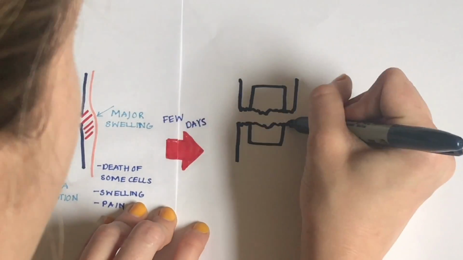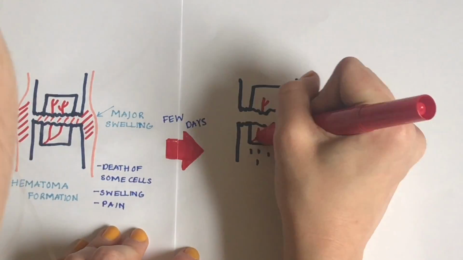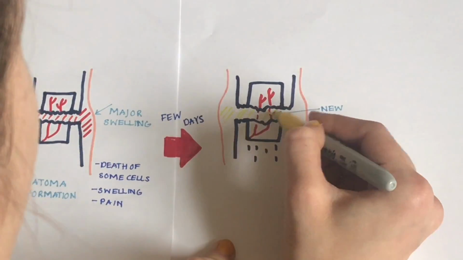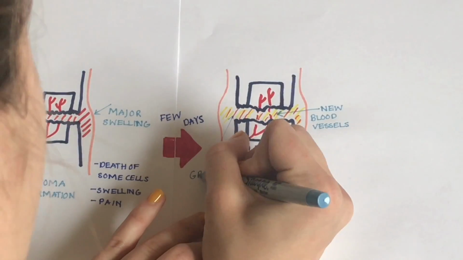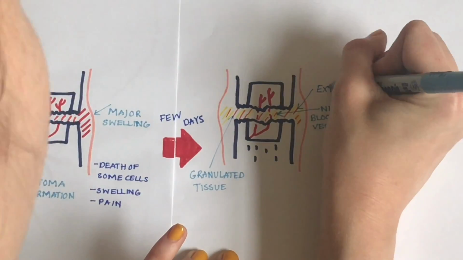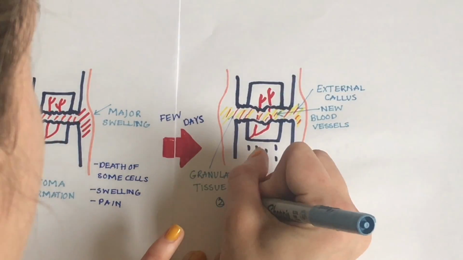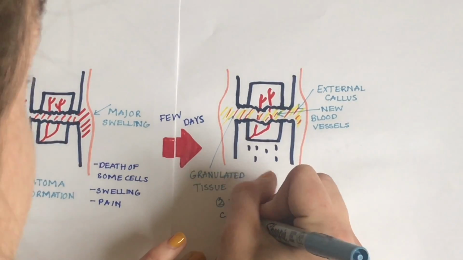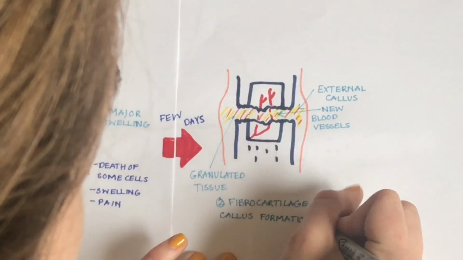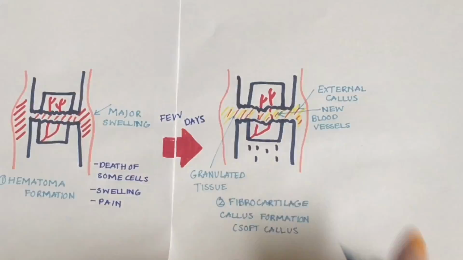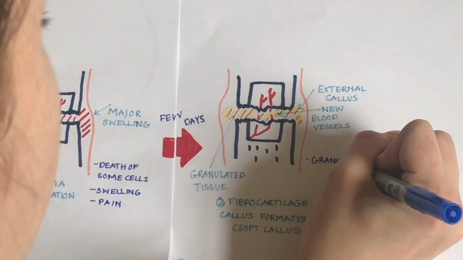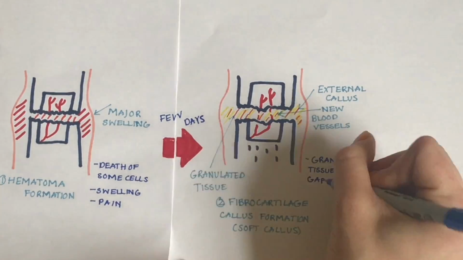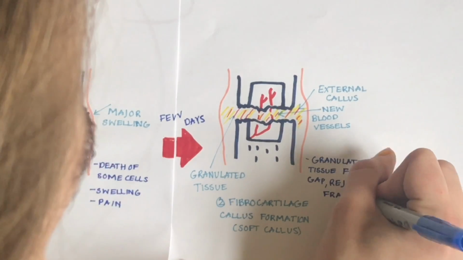After a few days, the bone will go into the second stage, known as the fibrocartilaginous callus stage, or the fibrocartilaginous callus formation, also known as the soft callus formation. The blood vessels here are regrowing, and we have new blood vessels forming. This is a type of meshwork from granulation tissue that forms the callus, and outside the fracture where the porosity is, we have the external callus being formed. The granulation tissue fills in the gap where the fracture is and rejoins the fractured bones together.